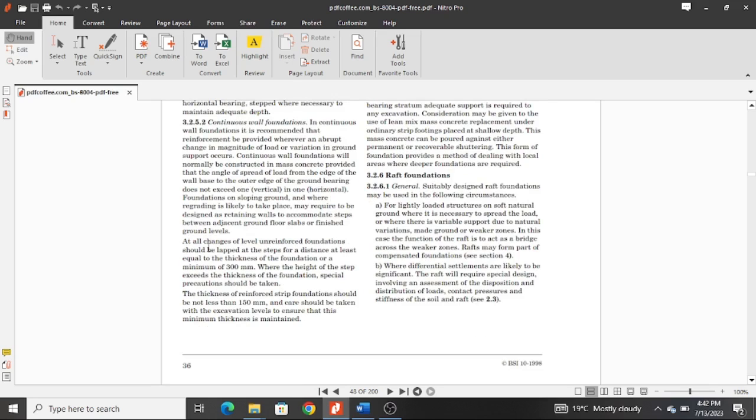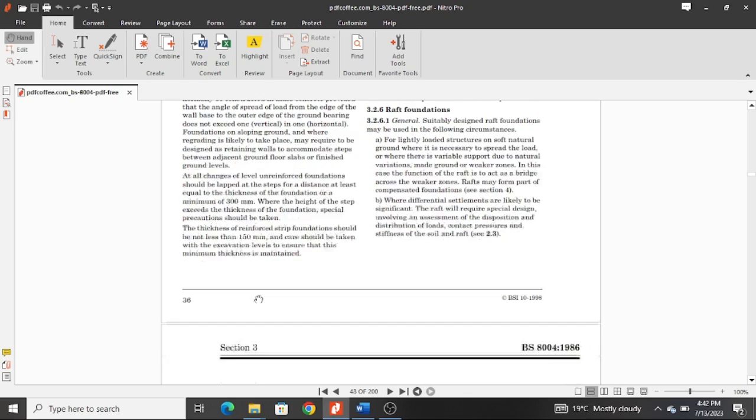Also, at all changes of level, reinforced foundations should be lapped at the steps for a distance of at least equal to the thickness of the foundation, or a minimum of 300 millimeters. Where the height of the step exceeds the thickness of the foundation, special considerations should be taken. So ensure you achieve this lapping whenever you change your level.